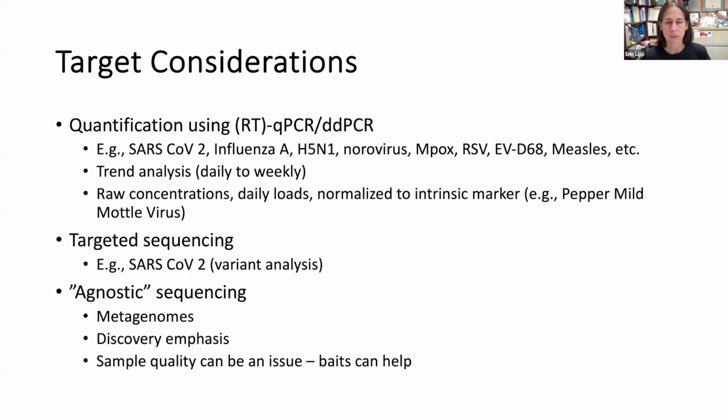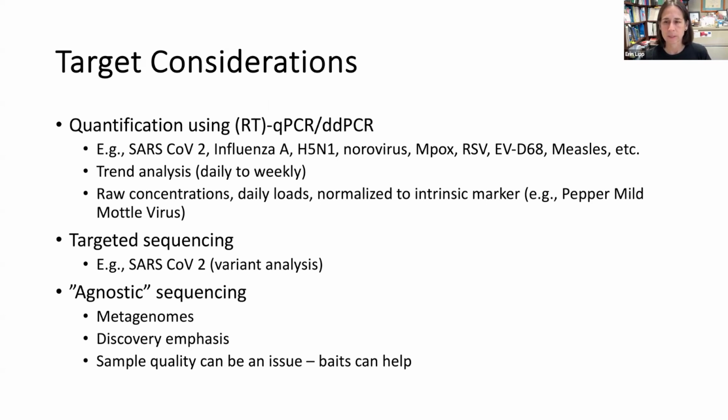Data can be shared as raw concentrations, as daily loads, especially if you're getting a time composite sample. And more often, these numbers are normalized to an intrinsic marker. So when you're doing this type of work, oftentimes there's confounders because we know that sewer lines are leaky. So if it rains, you'll have inflow and infiltration which can dilute your signal. One of the ways of dealing with that is to normalize your qPCR or ddPCR counts to a population-based marker that should be there at relatively similar concentrations.